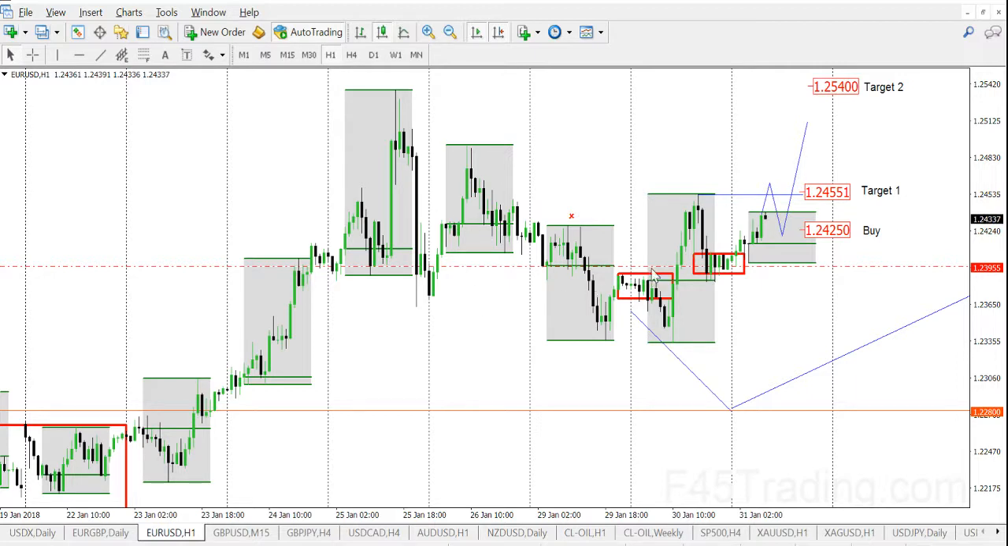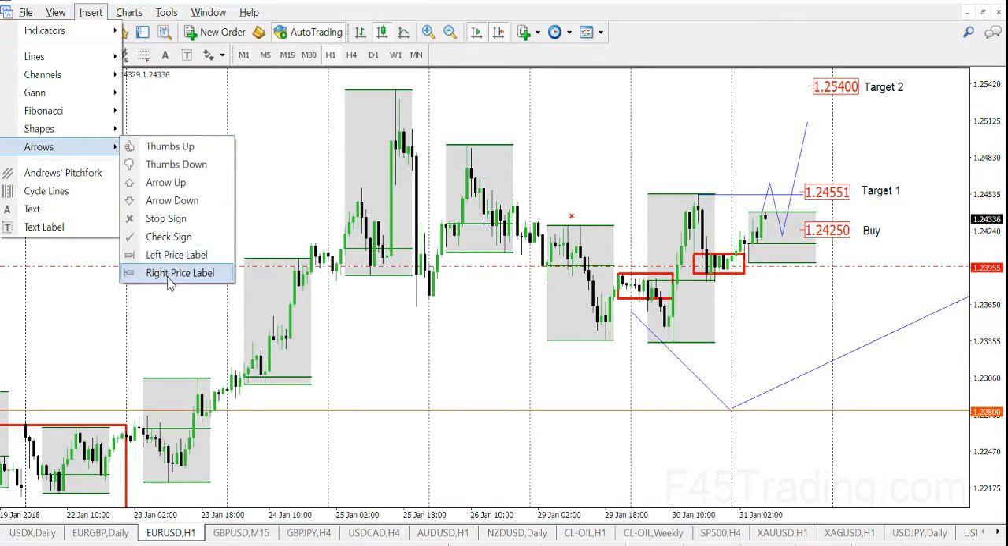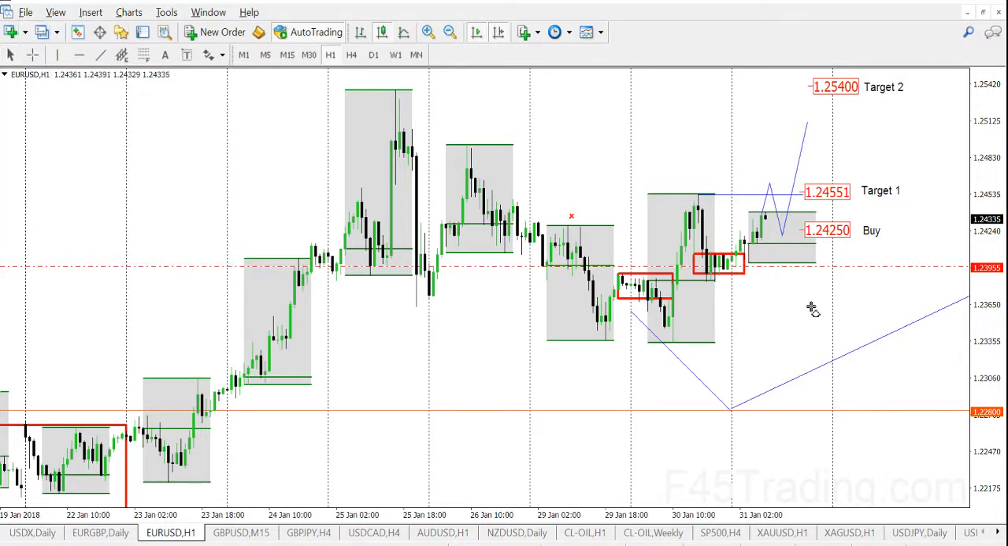Now let's just confirm this, okay? So we've got an idea for the euro. Sorry, I missed one thing, the most important thing, before I jump over to the US dollar: we've got to put our stop level in, okay? So let's look at this for a second.